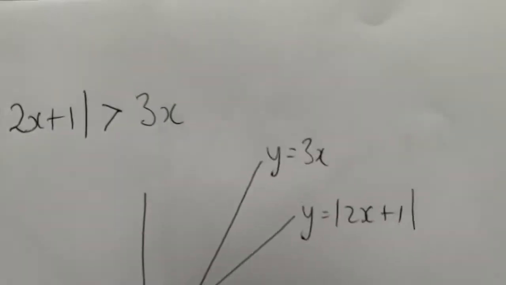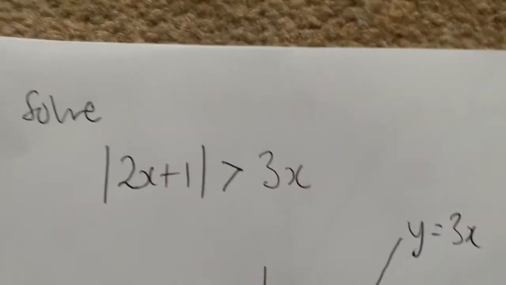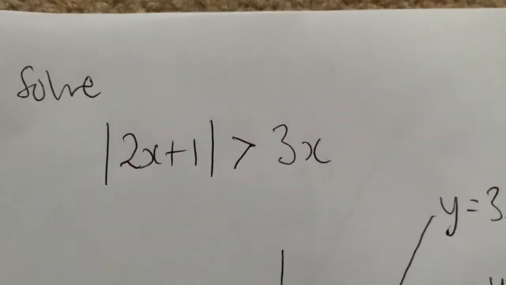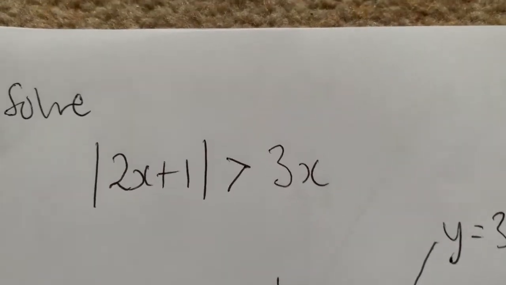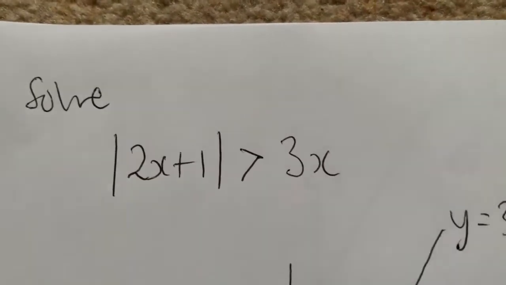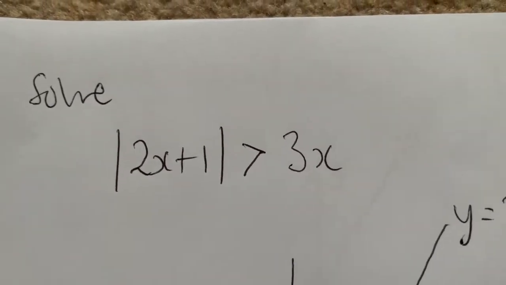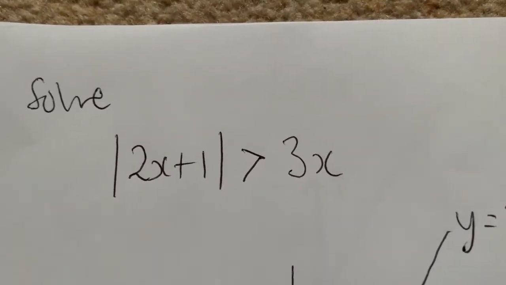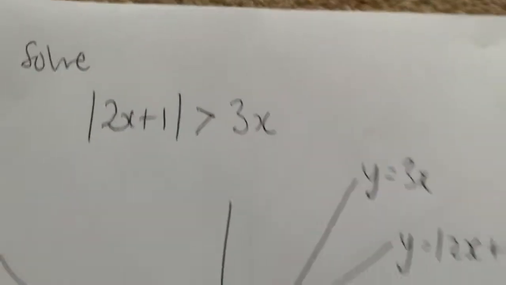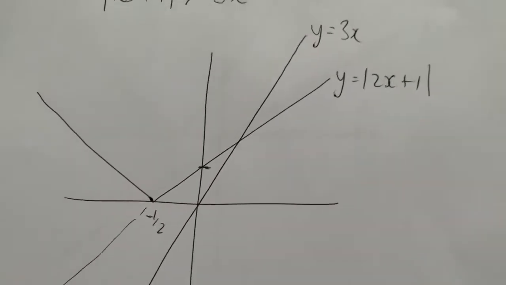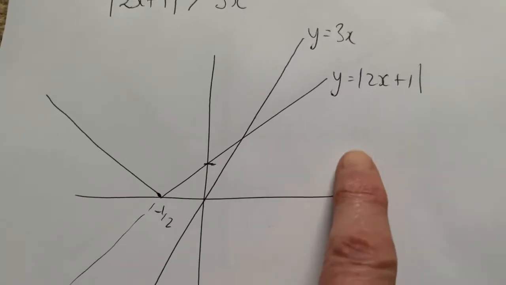However, if you don't have a modulus on both sides, I would be really wary of squaring both sides. You can, but then you're going to have to check to make sure all your answers are valid. What I would do if I was solving this is I would do it graphically. So I would sketch y equals the modulus of 2x plus 1.